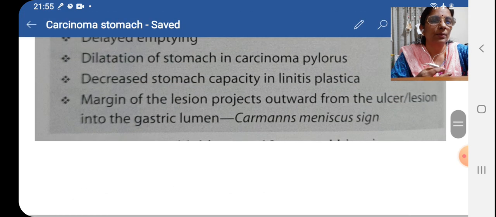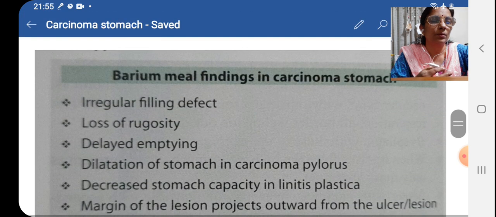All these things will be asked when you come for the viva, and if you are given an X-ray of a barium meal like that, they will ask what are the barium meal findings in carcinoma stomach.